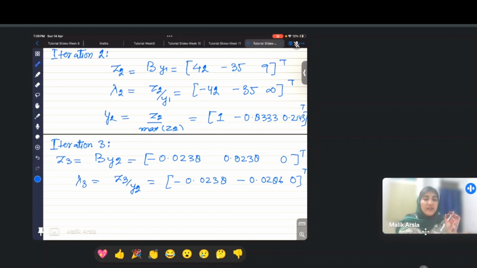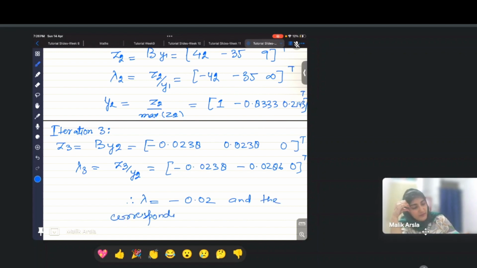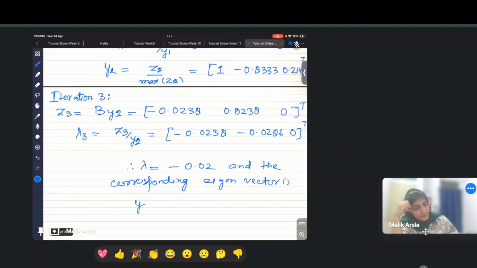Now here you can see that all these lambdas are close to the same number, 0. So you can approximate that lambda is almost the same. So you take lambda equal to minus 0.02. And the corresponding eigenvector is this Y2. From the previous iteration, this is the corresponding eigenvector.